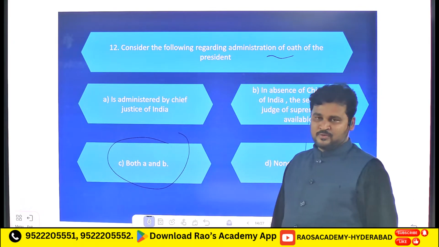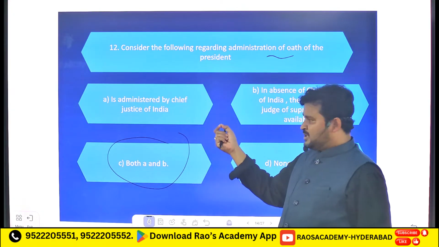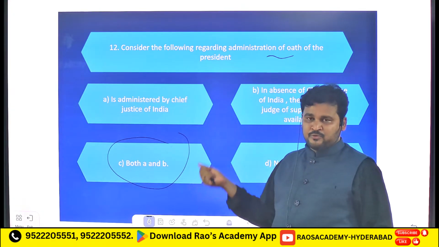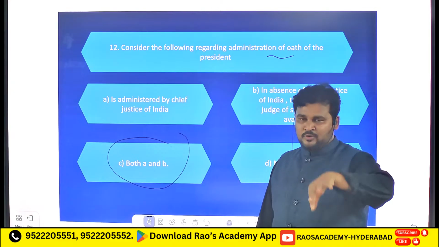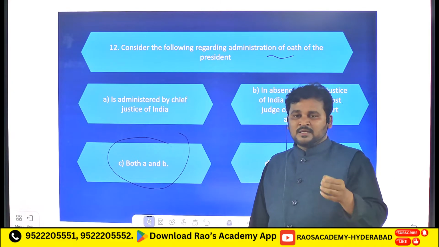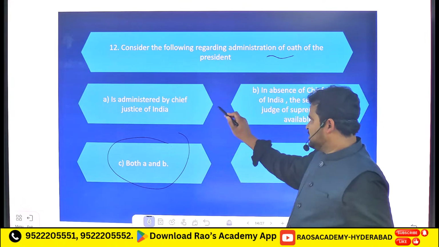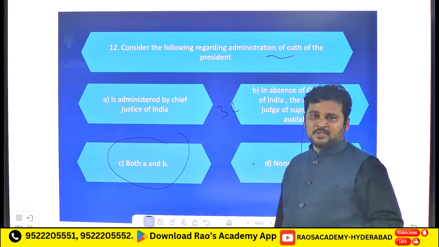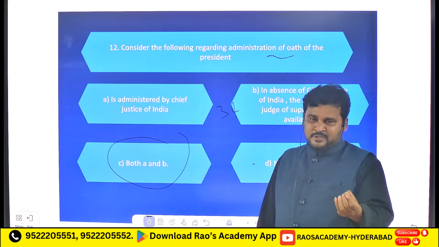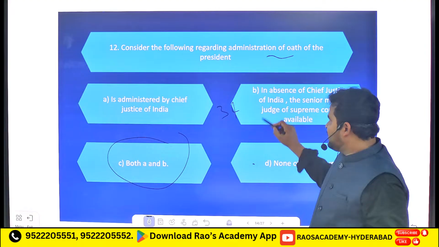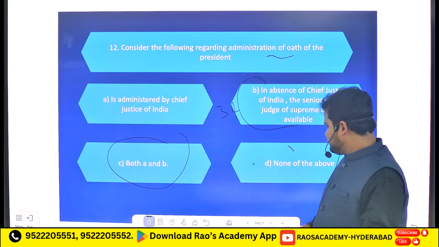Both A and B are true because the Chief Justice of India in general administers the oath to the President of India. If he is not there, then among the collegium, or else among the 34 judges panel, the senior-most judge will be selected to administer the oath to the President of India. So C is the answer.